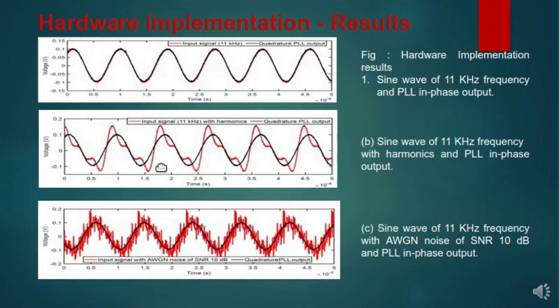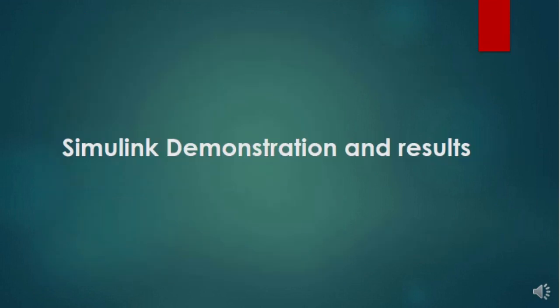These are the hardware implementation results for the normal sine wave of that particular frequency range, for the sine wave with harmonics, and for the sine wave with additive white Gaussian noise of signal-to-noise ratio 10 decibels. We have analyzed them and see that we are getting the correct result. Next, we are moving on to the Simulink demonstration.